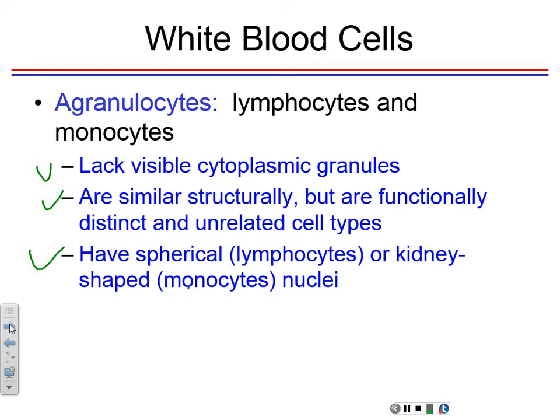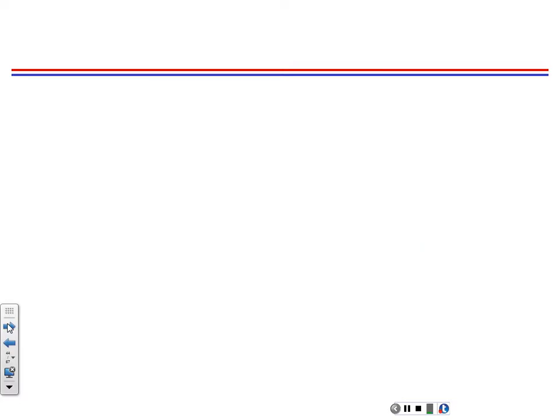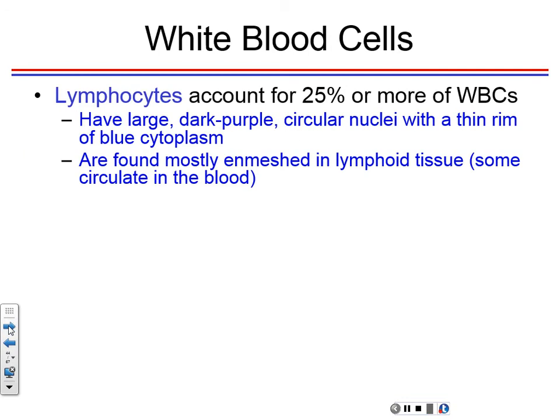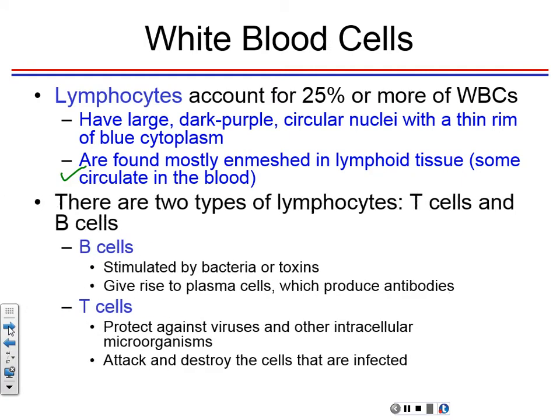These monocytes turn into macrophages. Lymphocytes account for about 25% or more of the white blood cells. They have large dark purple circular nuclei, with a thin rim of cytoplasm. They are in lymphoid tissue, of course, and some are in circulating blood. Remember, those are the B cells, really, the lymphocytes. And T cells are the other lymphocytes. T cells are involved in fighting viruses.